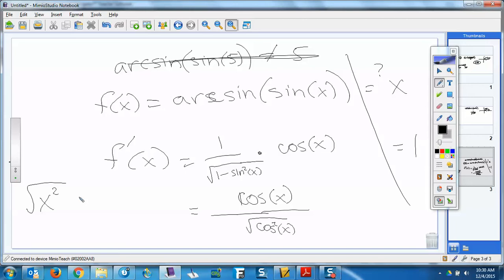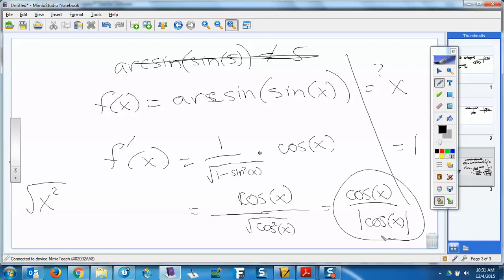Not plus or minus, but absolute value of x, right? Because if you put a negative 3 into there and square it, it becomes positive, and then you square root it, you get a positive, not a negative. You always get a positive out of a square root. So this is going to be a positive, but cosine could be negative here, right? So this becomes cosine x over absolute value of cosine x. And so that's what they wanted you to show on number 39.